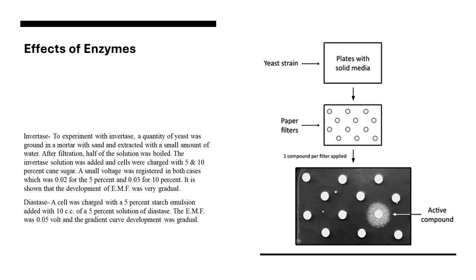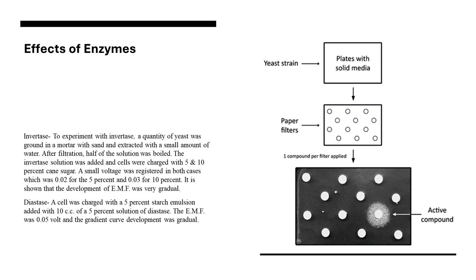After filtration, half of the solution was boiled. The invertase solution was added and cells were charged with 5 and 10% cane sugar. A small voltage was registered in both cases, which were 0.02 for the 5% and 0.03 for 10%. It is shown that the development of EMF was very gradual.